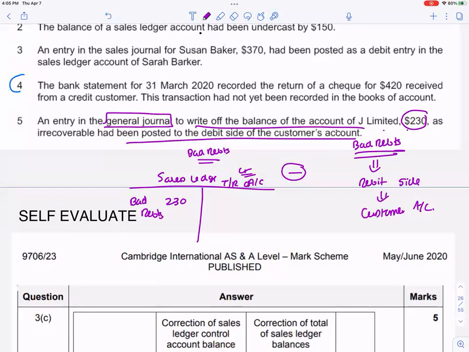Wrong. Why wrong? Should be on the credit side. Now, how do I correct this? First, I will write bad debts on the credit side, 460. And this I will reverse back again, bad debts again, 230. So 460 has to come on the credit side. Yes or no?